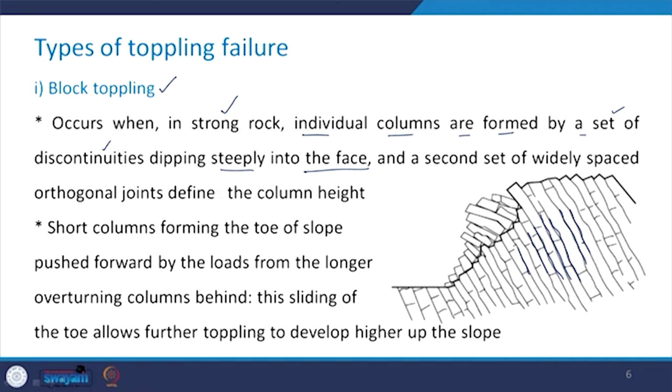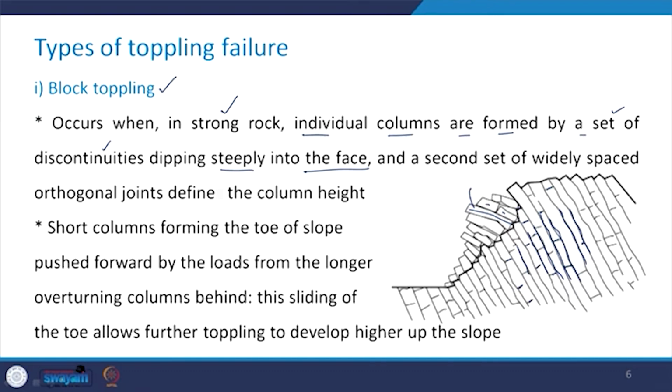And then we have the second set of widely spaced orthogonal joints. These are so widely spaced. Another set of joints, and these define the column height. So, you can take a look here that the joint which is there defines this column height. So, in this case this is the column height, and you can see that in this particular column there will not be any orthogonal joint.